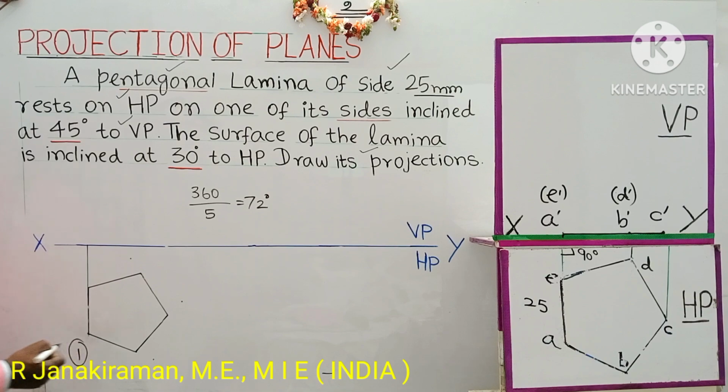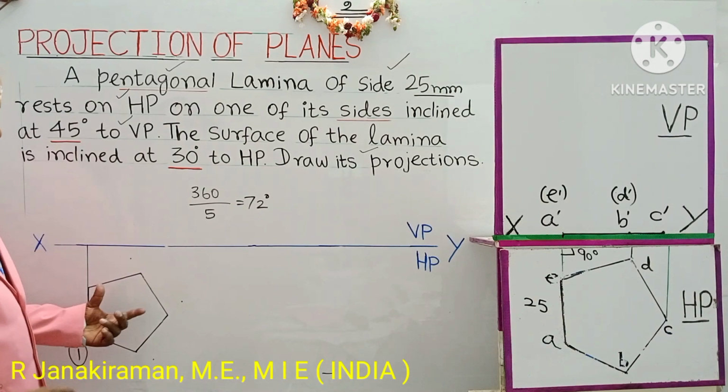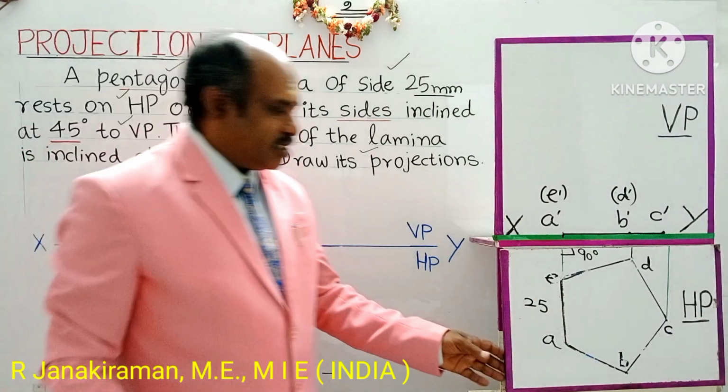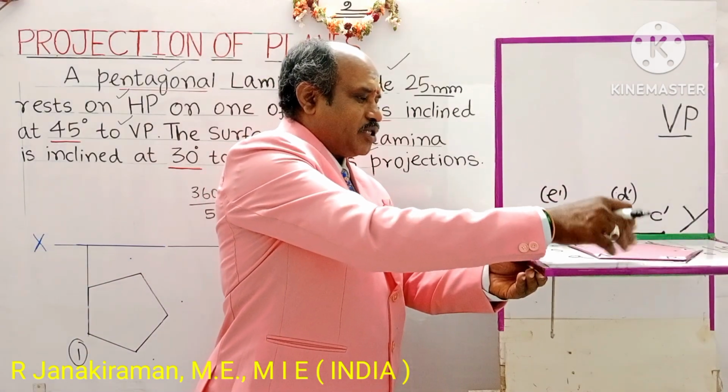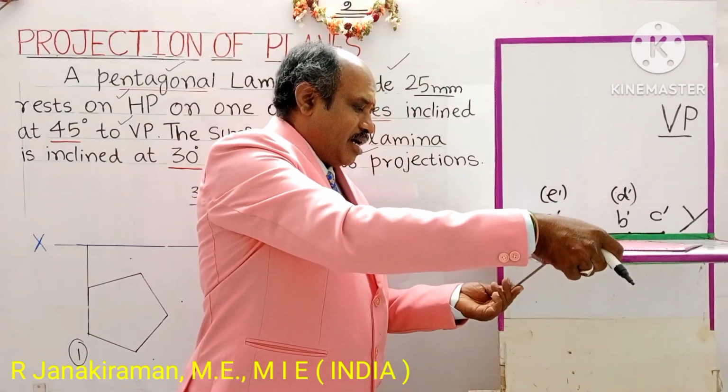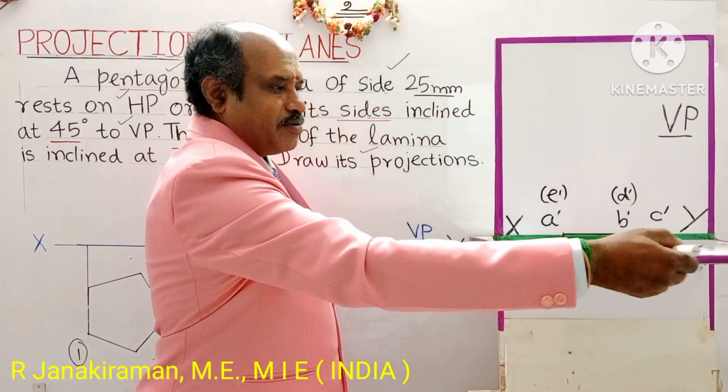Okay, so now I am going to draw the front view for this given object in the simple position. This is the earlier position of the given object, called the pentagonal lamina. This is the direction of the front view.